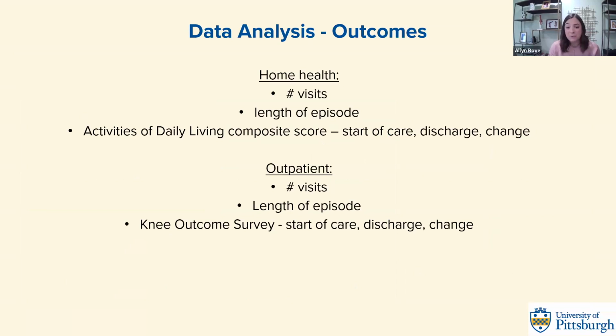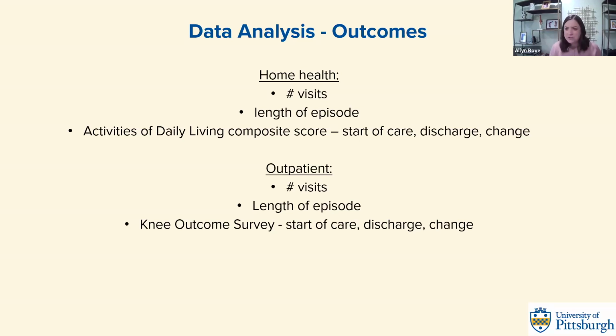We focused on community level rehabilitation, meaning the home health and outpatient settings, not inpatient. In home health, we looked at the number of visits and the length of the episode of care as our primary utilization outcomes, and then that previously mentioned ADL composite score as our primary functional outcome. And then in outpatient therapy, we also use the number of visits and the length of the episode as our primary utilization outcomes, and then we use the NEAT outcome survey as our primary functional outcome.